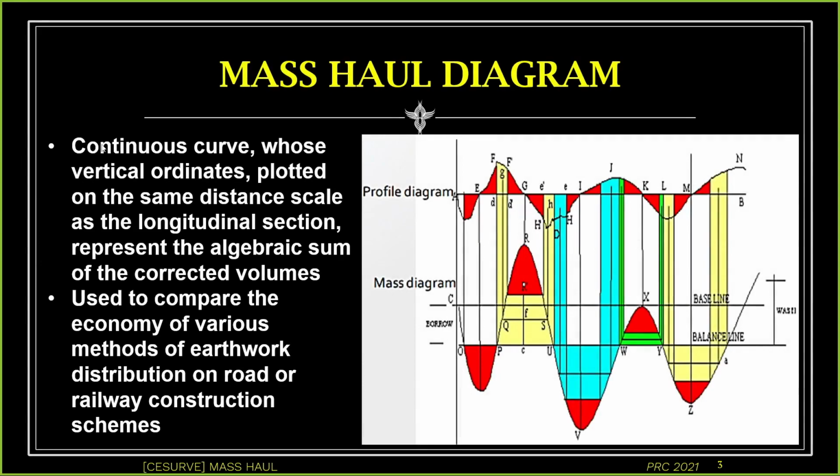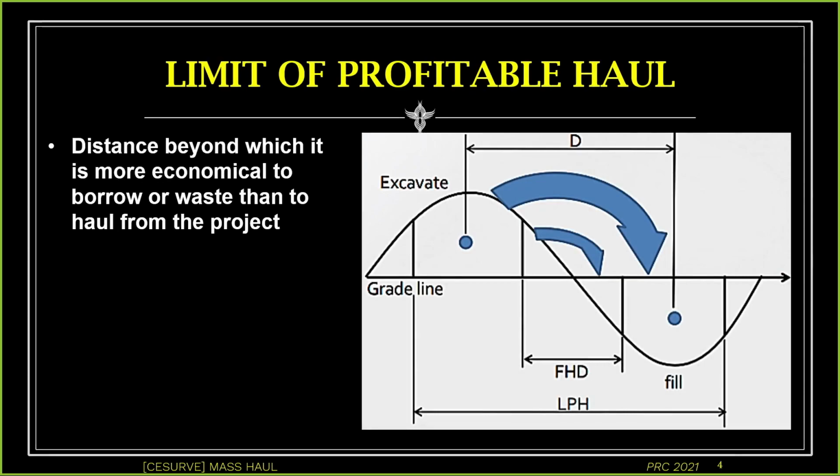So, continuous curve whose vertical ordinates plotted on the same distance scale as the longitudinal section represents the algebraic sum of the corrected volumes used to compare the economy of the various methods of earthwork distribution on the road or railway construction. Then, with this distance beyond which it is more economical to borrow or waste than to haul from the project. So, again, that's the limit of profitable haul or the limit of economic haul.